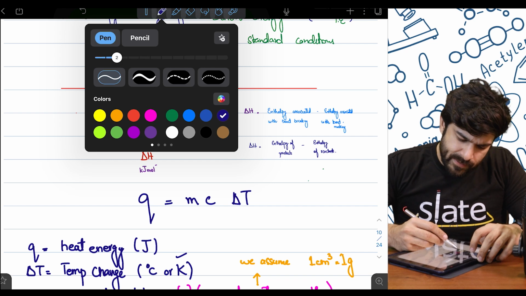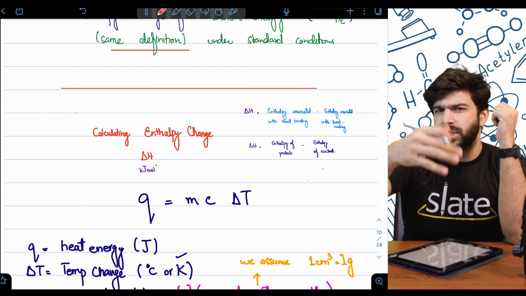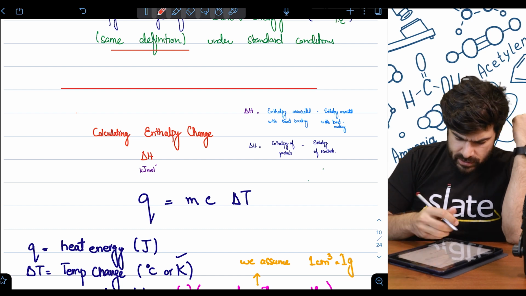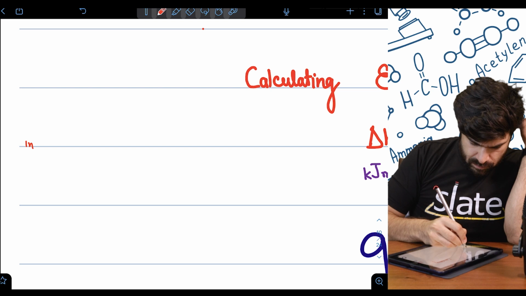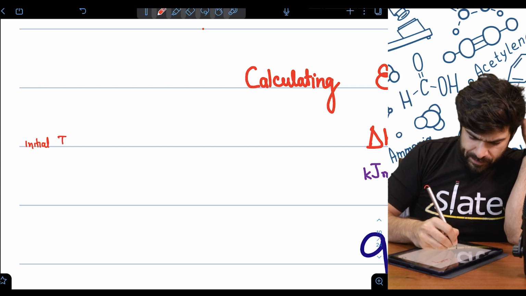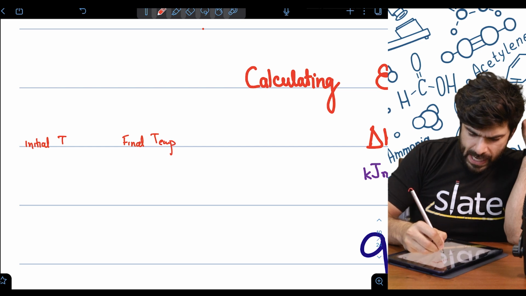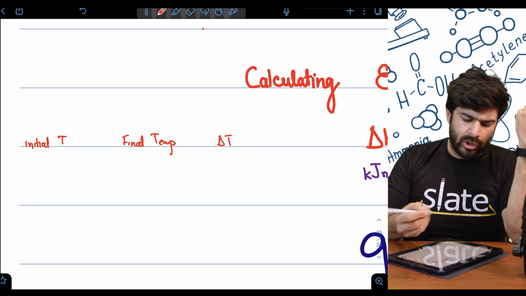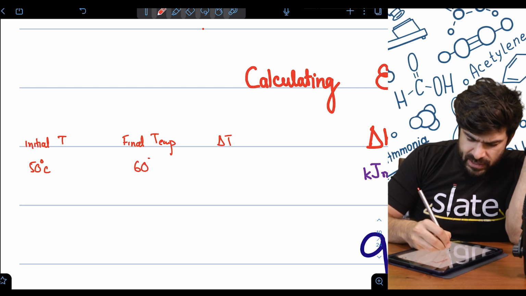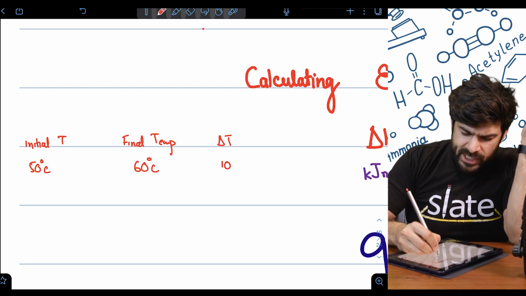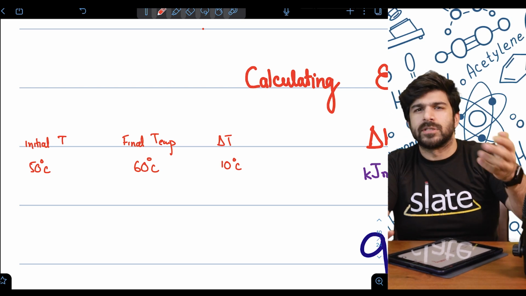Let's talk about temperature change first. Here I say, it can be in Celsius or Kelvin. Why? Because this is a change in temperature. For instance, if I have an initial temperature and a final temperature, delta T will be the difference. So if initial is 50 degrees Celsius and final is 60 degrees Celsius, delta T is 10 degrees Celsius, obvious.